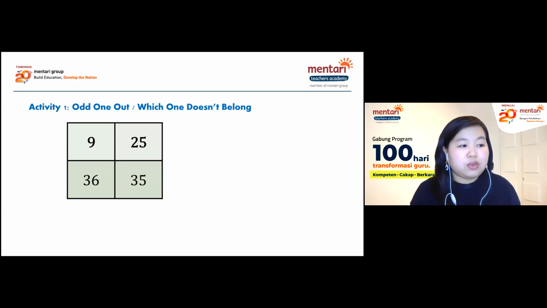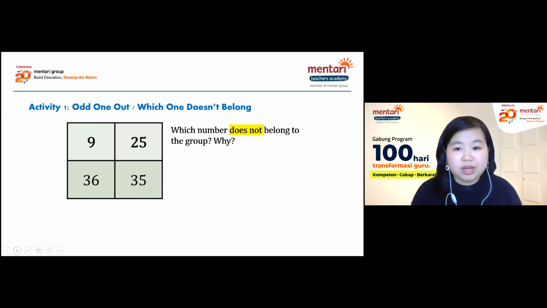So what you will need to think about is which of these numbers, you can pick one, does not belong to the group. So it means if you choose that particular number, the other 3 are part of the group and this one is not part of the group. Okay, so that's the question: which number does not belong to the group and why? So you may start thinking about it.